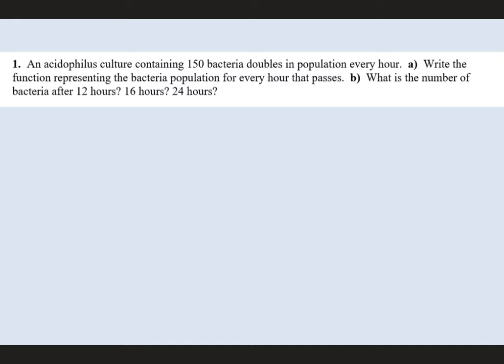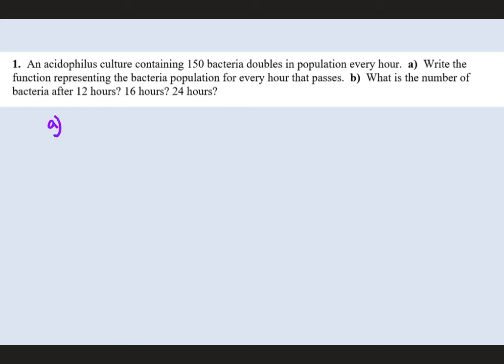All right, so it says an acidophilus culture contains 150 bacteria that doubles in population every hour. A says write a function that represents the bacteria population for every hour that passes. And then B says what is the number of bacteria after 12 hours, 16 hours, 24 hours. So this is more like our first problem here. So let's go ahead and do it.